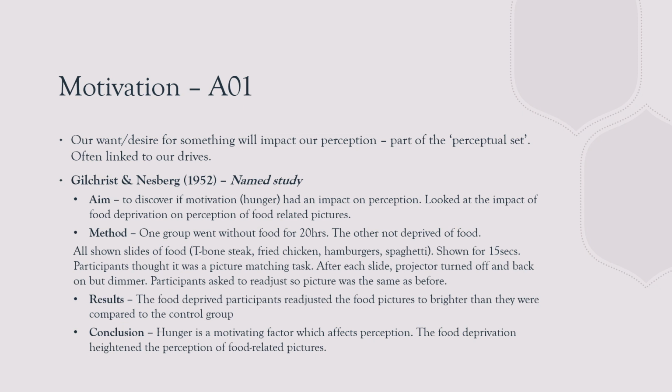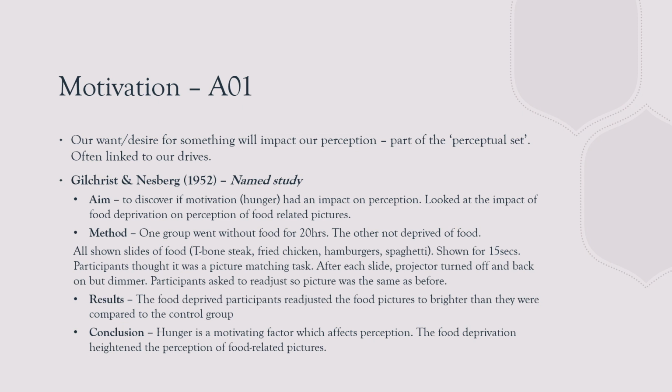So what did they do here? So yeah, the aim, again, remember, for a named study, you need to know the aim, the method, the results, and the conclusions. You could get asked directly about this. So what was the aim of the Gilchrist and Nesberg study? So they looked to discover if motivation, and in this case particularly hunger, had an impact on perception. And so they looked at food deprivation and the effect it had on the perception of food-related pictures. Quite an interesting way to look at things.